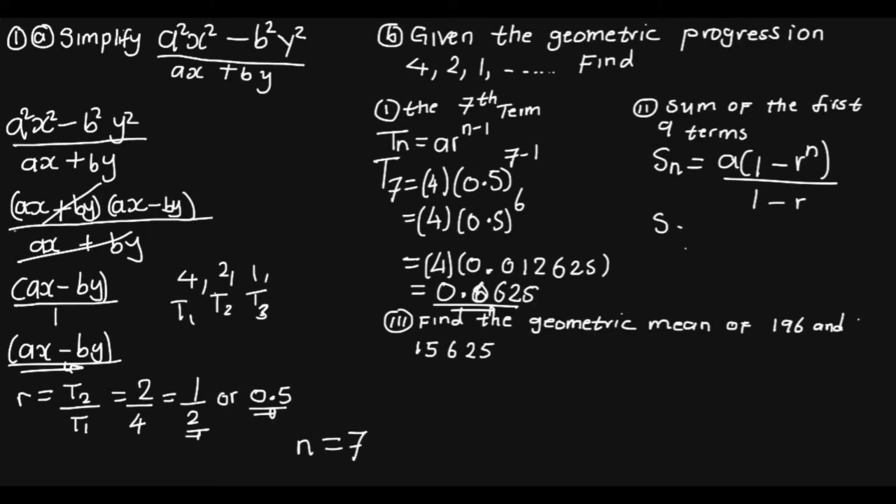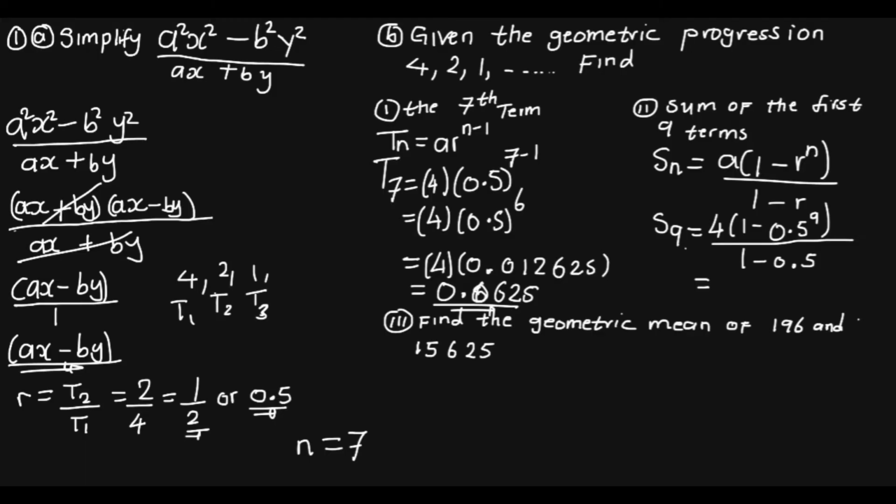We have sum n with 9 terms this time. Our a is our first number, 4, times open bracket, 1 minus 0.5 raised to the power 9, over 1 minus 0.5. So let's now find our final answer. I'm just going to punch it in at once. So we have 4.